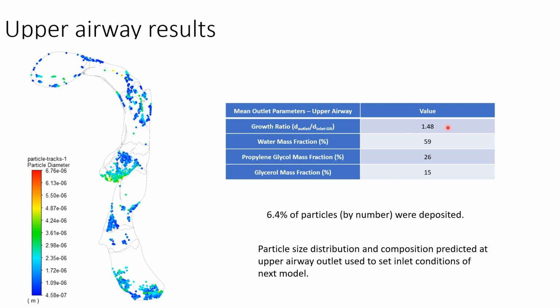And the particles grow, so their growth ratio is 1.48. That means they're 1.48 times larger in diameter when they leave the upper airway as opposed to when they're first drawn in. And when they leave the upper airway, they have a water mass fraction of 59%, propylene glycol 26%, and the rest is glycerin. The particle size distribution and composition predicted at the outlet of the upper airway is used to set the inlet conditions for the next model.